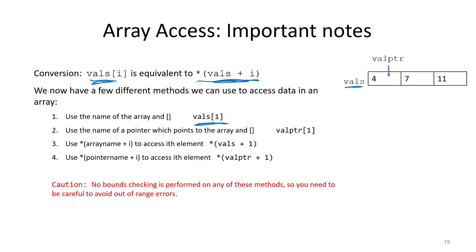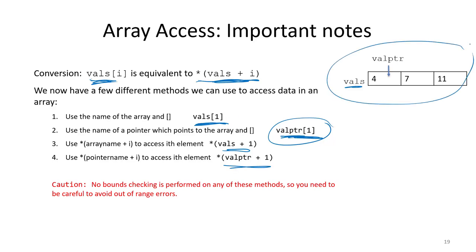The old-fashioned way is just to use the name of the array and square brackets. But in a dynamic array, our array will not have an official name. It will only be accessed by a pointer. So being able to access an array's contents using a pointer becomes very important. So you should know that all four of these methods shown are valid ways to access data in an array like this one.